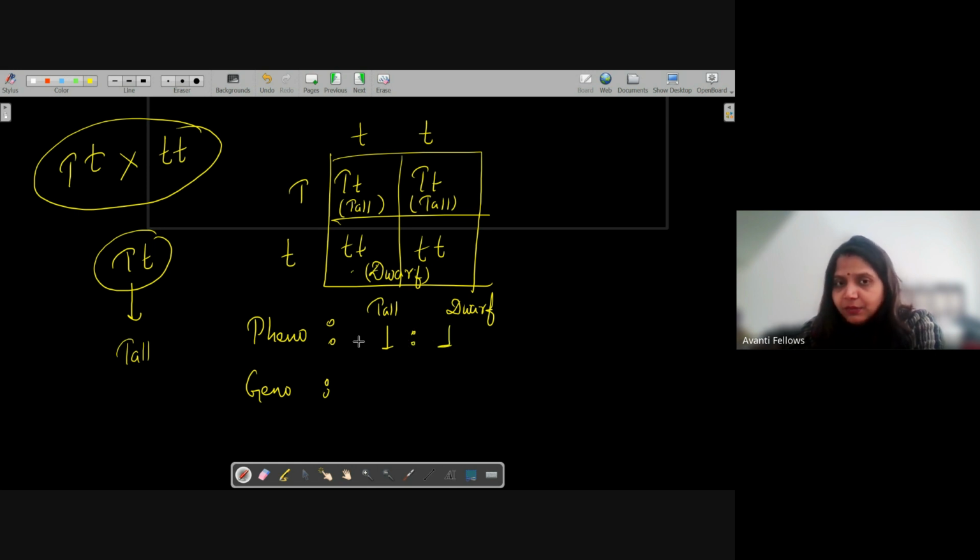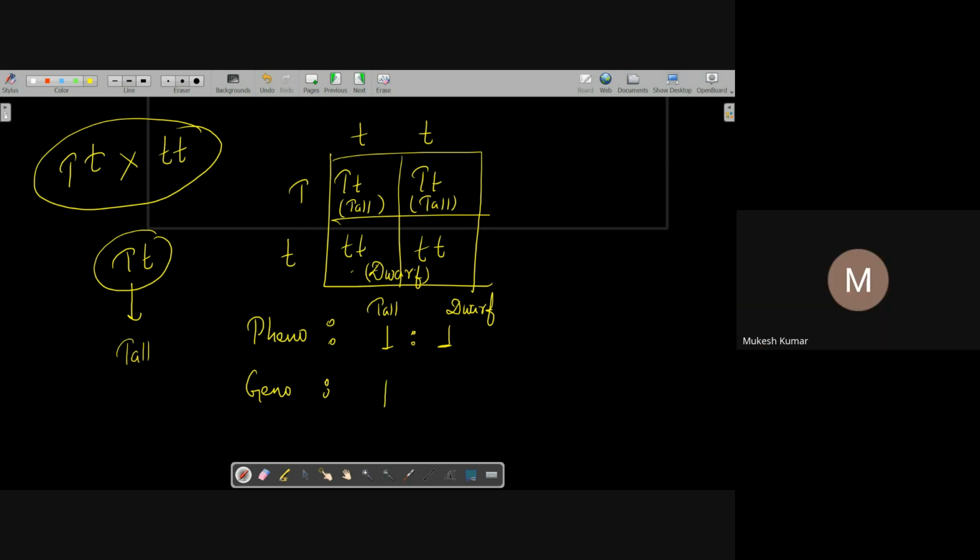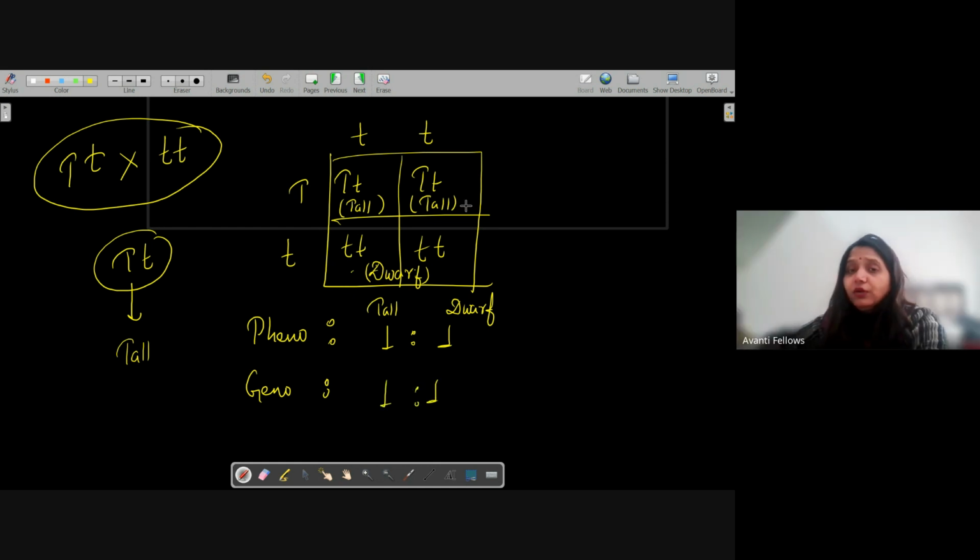Correct. And I guess similar goes with the genotype also, right, Mukesh? Yes, ma'am. Okay. So it's not compulsory that you are going to get the question of tall plant only. You can get the question of rose colors also.